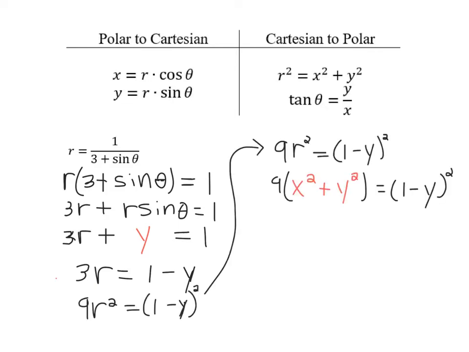Okay, so we just decided to square both sides, and that's going to give me 9r squared on the left-hand side and then 1 minus y squared on the right. And we can just then replace that r squared with x squared plus y squared. And technically we are done at this point. We have changed all the polar stuff over to Cartesian or rectangular. Rectangular, by the way, is another word we use for Cartesian coordinate system.